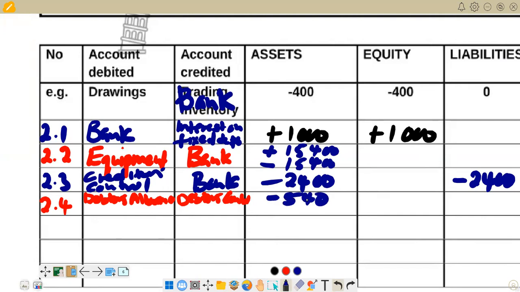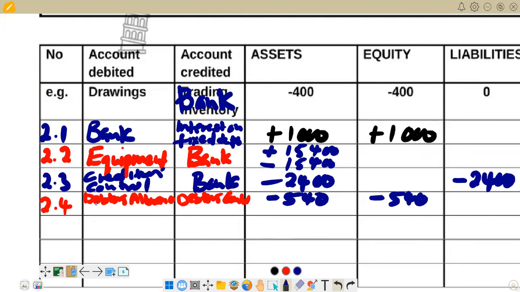And then the other one is the debtors allowance. Debtors allowance is adjusted in the income statement, whereby they are going to reduce the sales figure. And when they reduce the sales or revenue figure, it means they're also reducing the net profit. Net profit is also part of equity, so when net profit is being reduced, equity is also going to be reduced. So you also have a negative here, a minus 540.